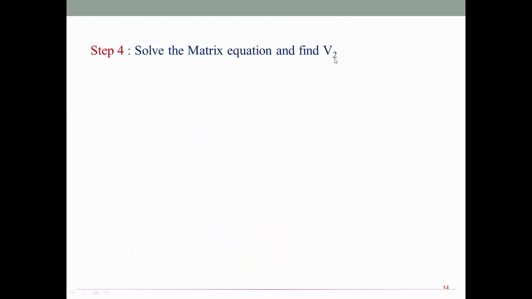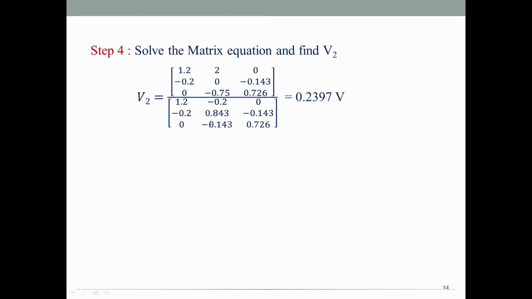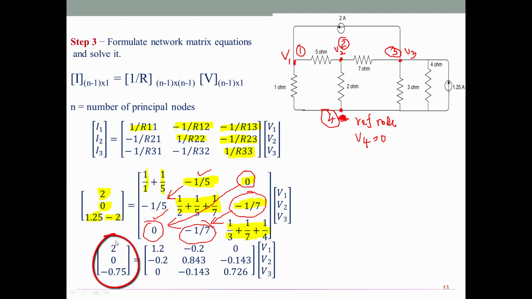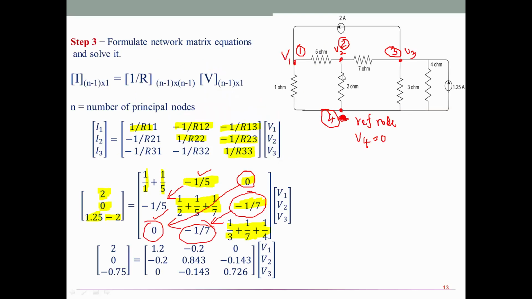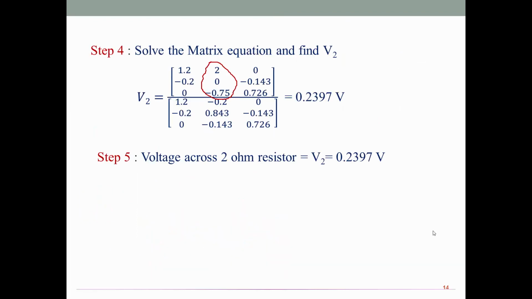Solve the matrix and find V2, where V2 is del 2 by del. Del is the inverse resistance matrix, and del 2 is the same inverse resistance matrix except that the second column elements are replaced by the current vector. This is your current vector and this is your inverse resistance matrix. Find the determinant of the numerator and denominator. Finally, calculate V2 as 0.2397. So the voltage across the 2 ohm resistor is also 0.2397, since the voltage across the 2 ohm resistor is V2, as represented here, 0.2397.